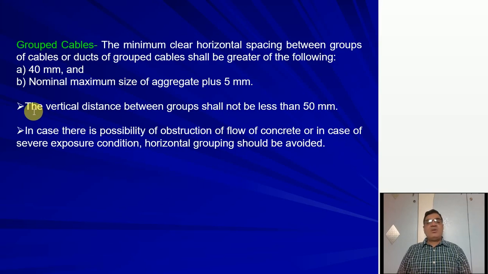Now, what about the vertical distance? The vertical distance between groups shall not be less than 50 mm. That means the clear distance between the vertical ducts.